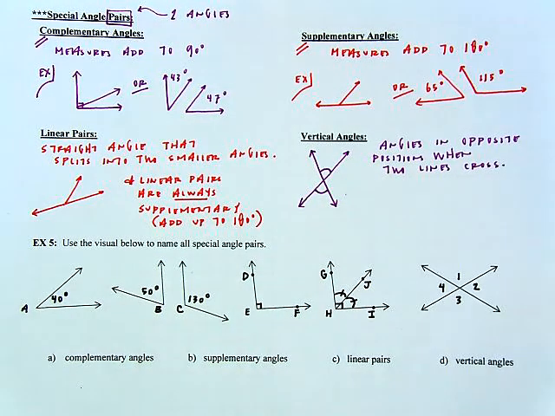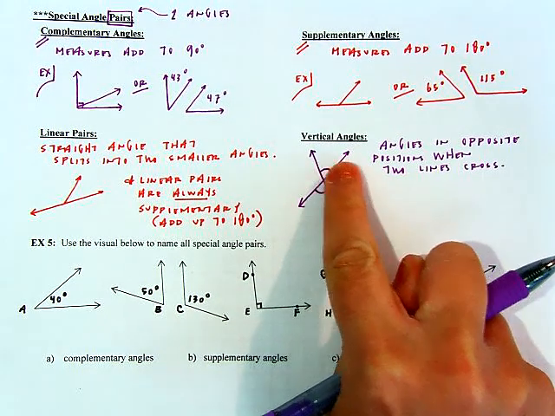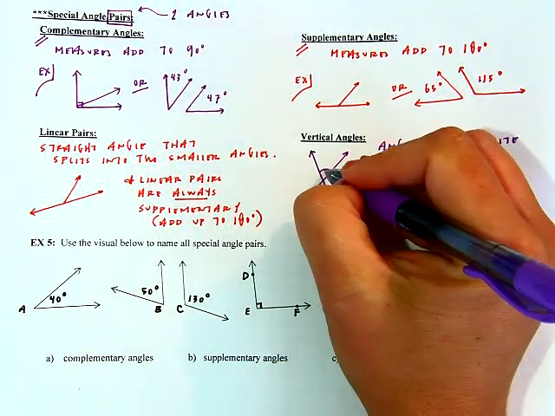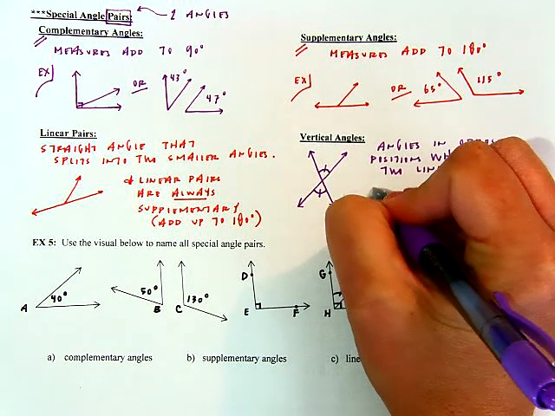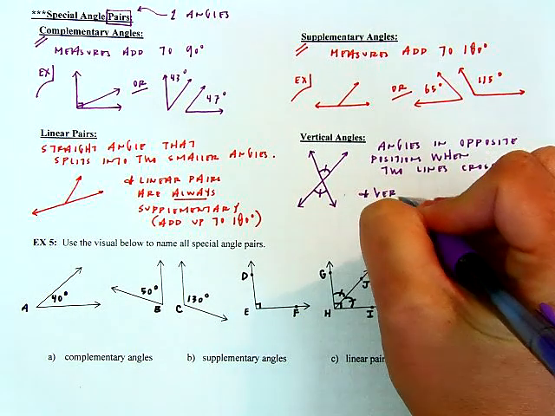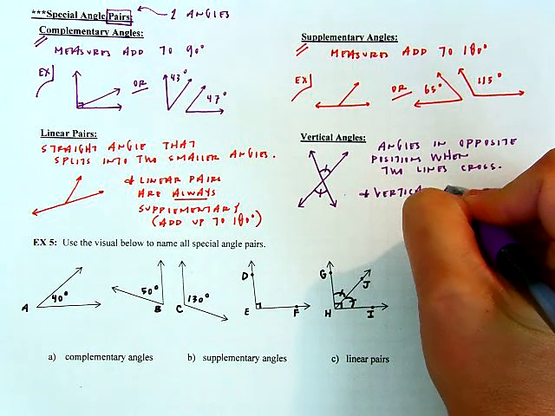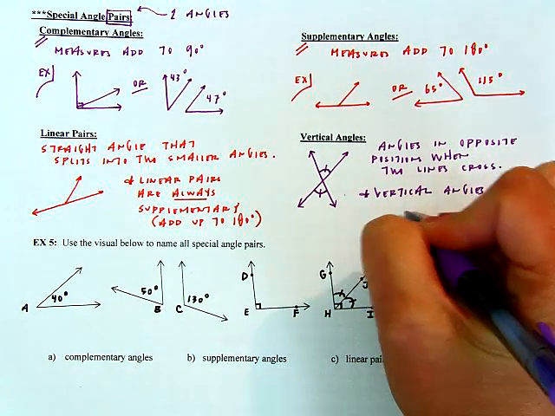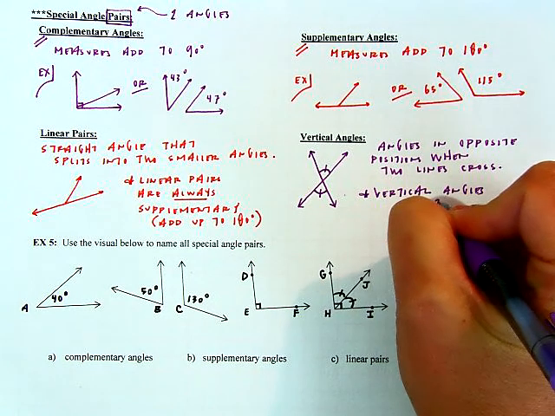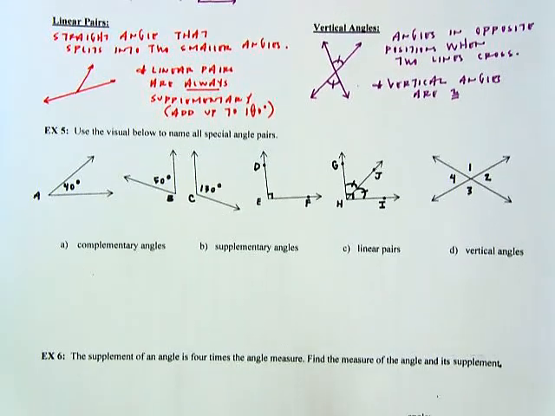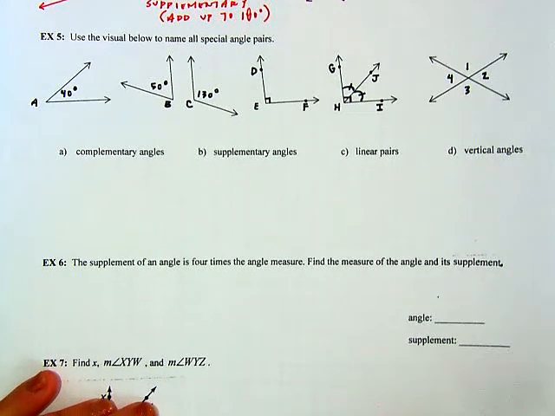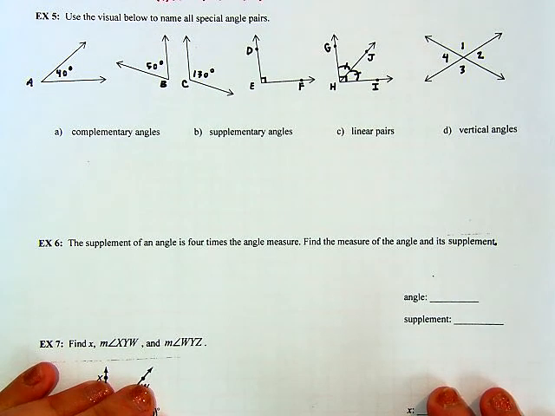Okay, I can show notation that they're congruent with this little arc notation. I could also use a tick mark like that. Those vertical angles are congruent. Okay, so vertical angles are angles in opposite positions when two lines cross, and vertical angles are congruent. Okay, next up. Example 5. Use the visual below to name all special angle pairs.